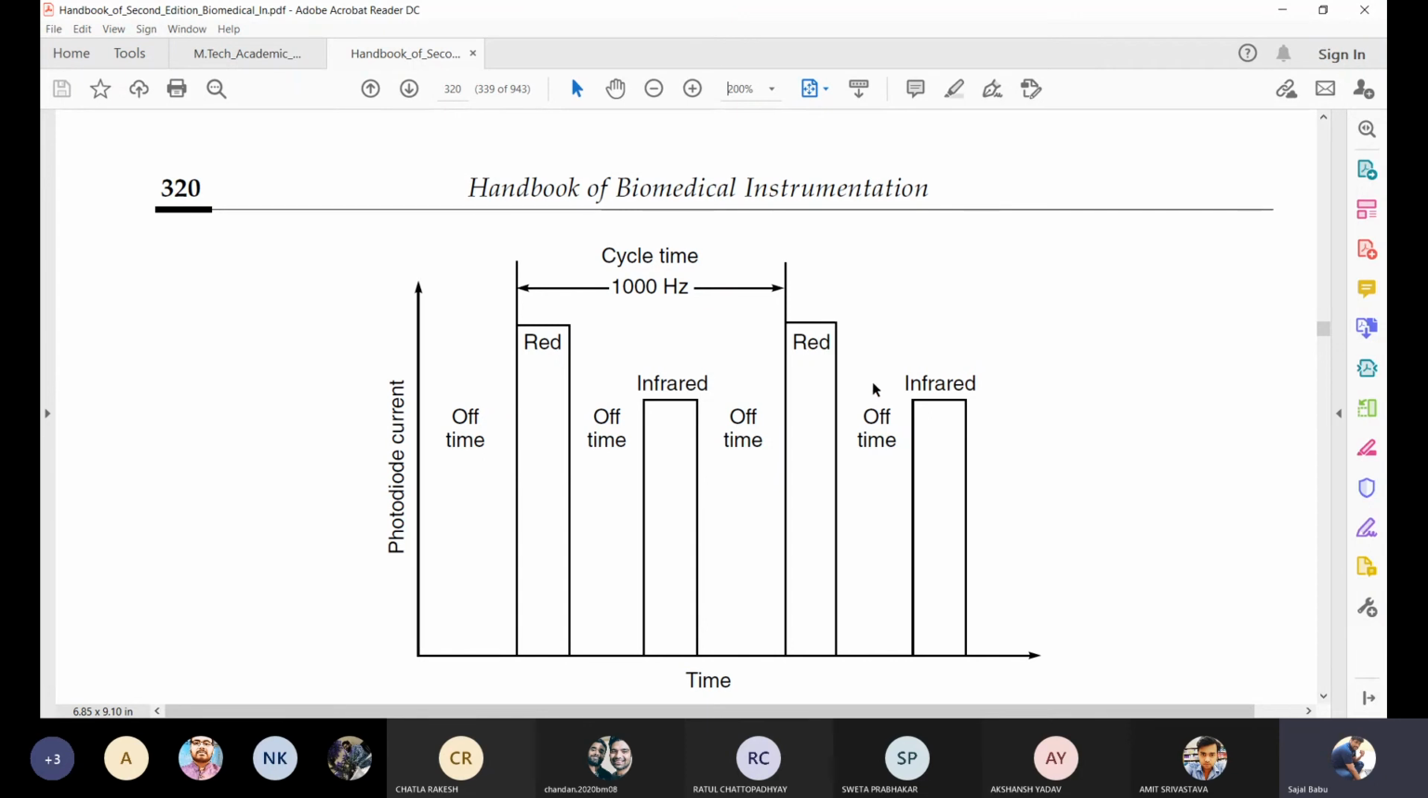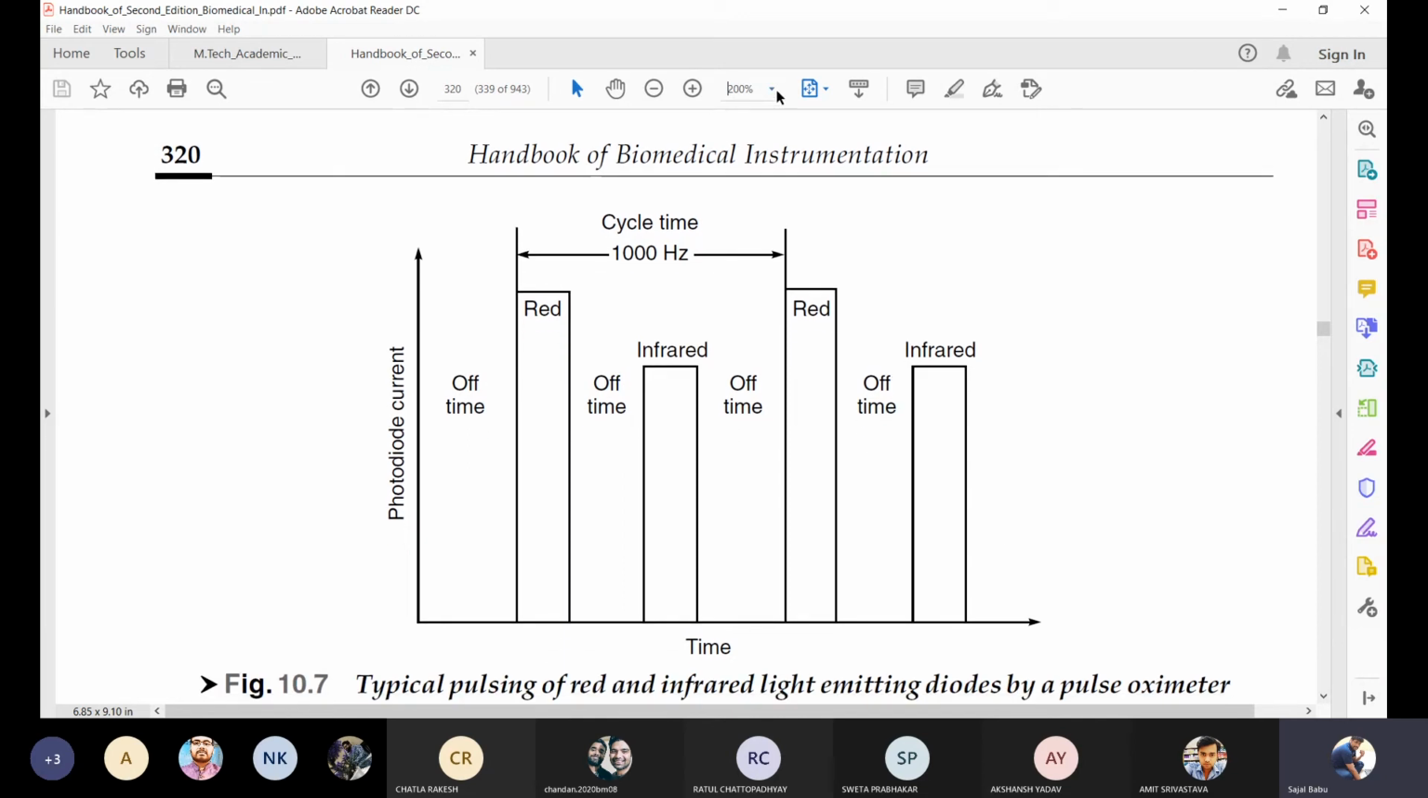Again red light will be emitted, and then some time will be given for receiving the red light. Again infrared light will be emitted, again some time will be given, and after that the red light and infrared light received will be computed by the microprocessor, and then again the oxygen saturation percentage will be displayed on the reading. Okay, so have you understood the sequence of turning on and off the lights?